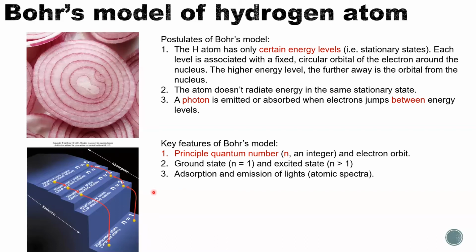Or if an atom has electrons jumping from a lower energy level to a higher energy level, we can also call it an excited state. Third, the absorption and emission of light actually gives us the atomic spectrum. We have atomic absorption spectroscopy as one of the analytical methods to identify what atoms, what elements, are in your samples. So that's based on this principle.